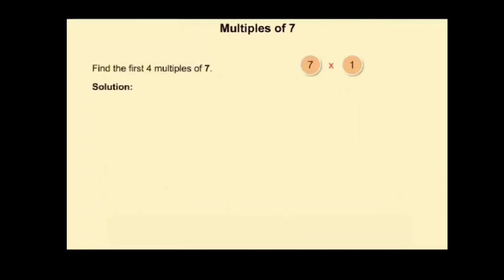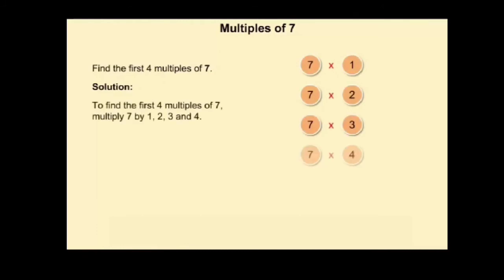To find the multiples of 7. Find the first 4 multiples of 7. Solution. We can find the multiples of a number by multiplying it by 1, 2, 3, 4. Therefore, the first 4 multiples of 7 are 7, 14, 21, and 28.